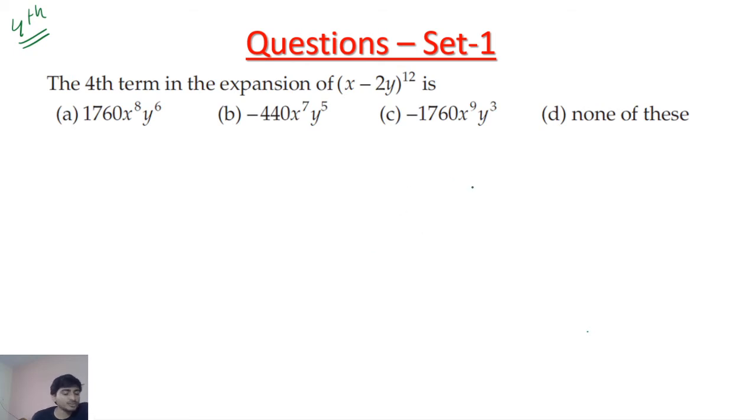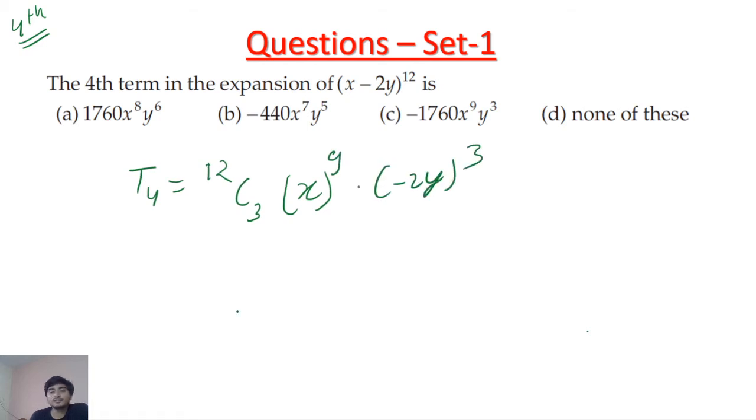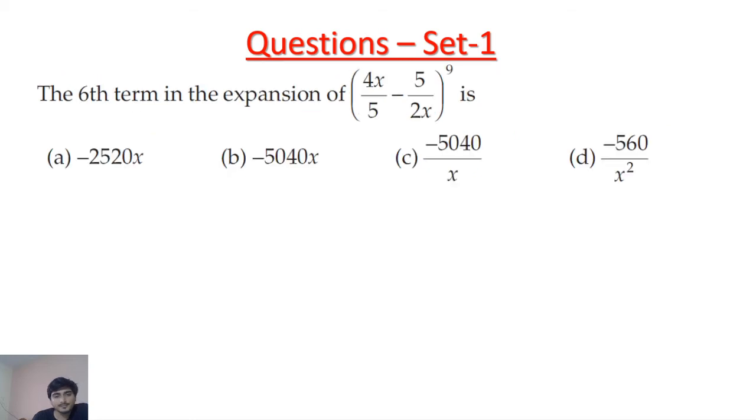Fourth term means directly T4. Then 12C3. 12C3 means x to power 12 minus 3, that is 9, and (minus 2y) to power 3. So which one is matching? This is not correct, this one is correct, right? Now you just need to check the negative value. Here it will be negative, so C should be the correct answer, right? You need to be faster. Okay guys, come on, solve this one.